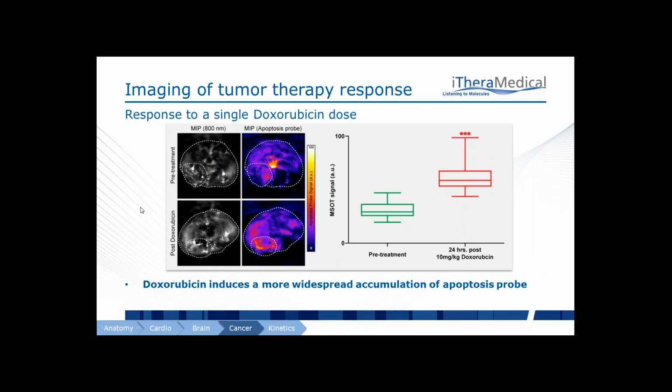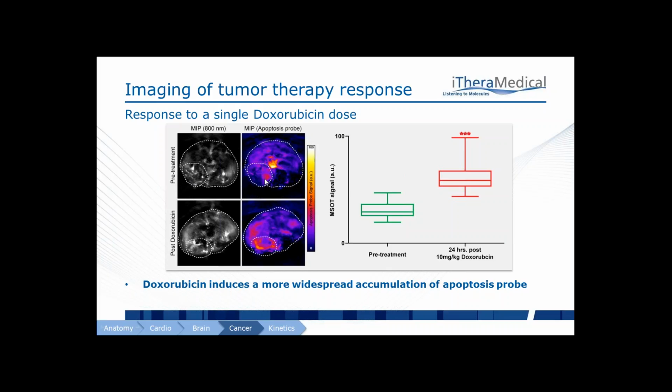We then used this same probe to image tumor therapy response. In this case, we imaged the effects of a single doxorubicin dose. We did an imaging before the treatment, and what I show here is a maximum intensity projection of 800 nanometer image, and again, the tumor is circled.